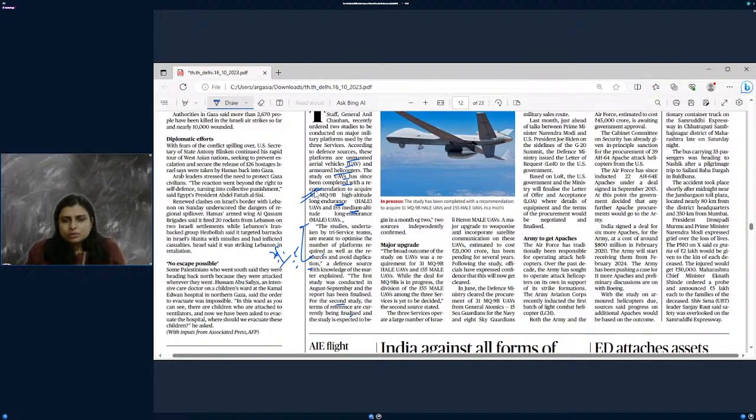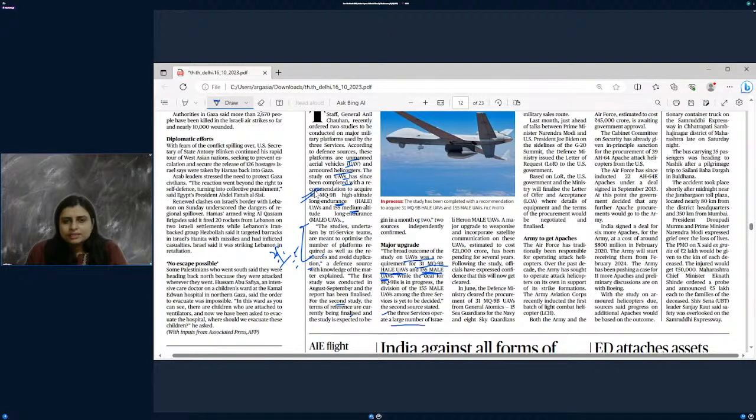So the broad outcome of the study on UAVs was a requirement for 31 MQ-9B HALE UAVs and 155 MALE UAVs. While the deal for these is in progress, the division of these UAVs among the three services is yet to be decided. That means the deal for MQ-9B is happening, whereas for 155 MALE it is still in progress.